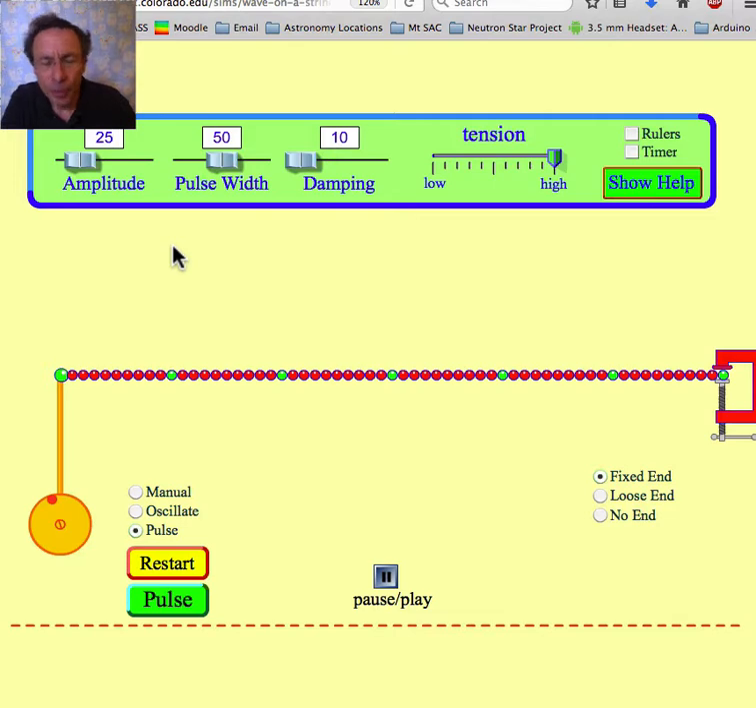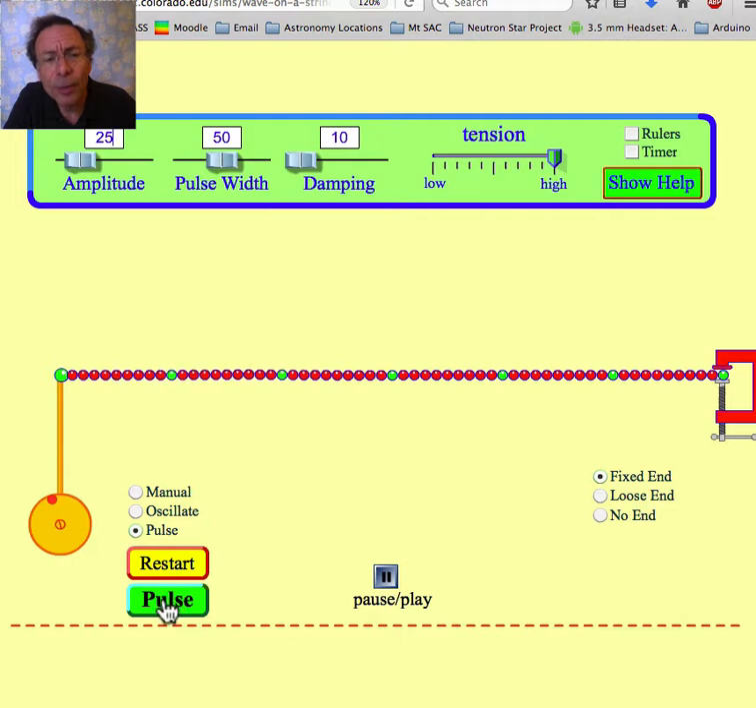Now to try to do a better job of explaining what's happening, I'm changing modes here. I'm asking the simulation to make pulses. So let's see what happens. You can see that a pulse comes and reflects, and it's an inverted pulse.